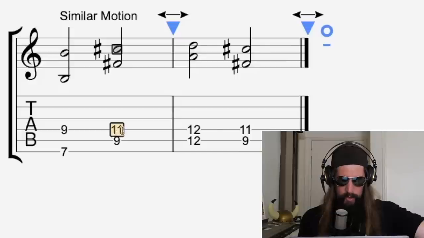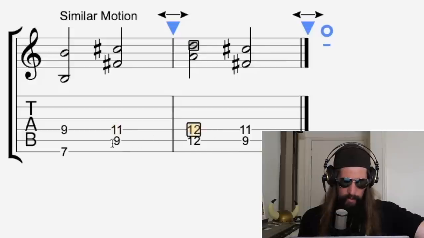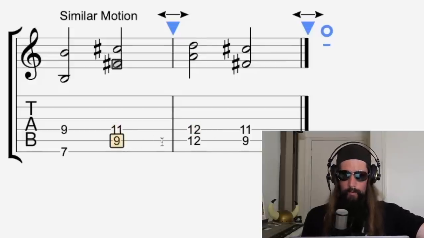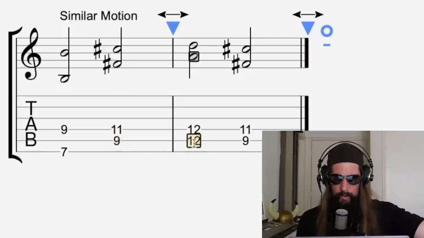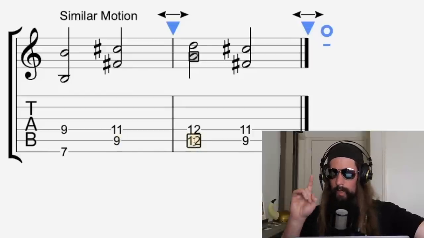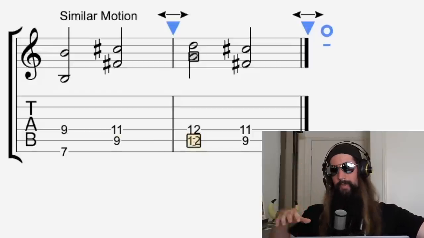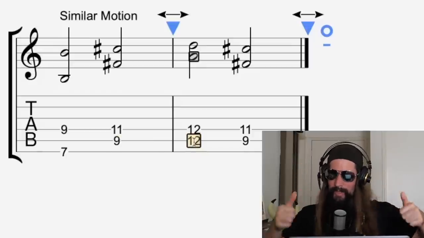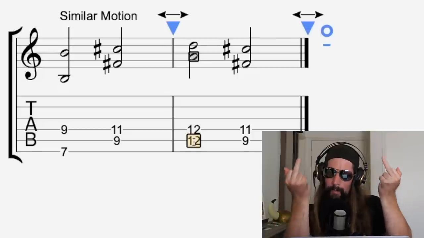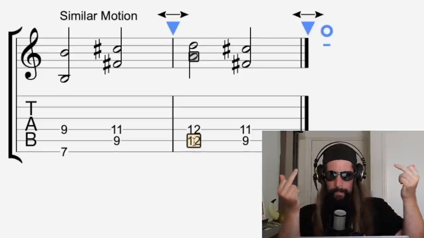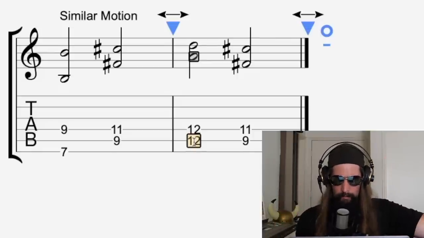We go from C sharp to D, which is a minor second. But then the lower voice is going from F sharp to A, which is a minor third. It's still going up, but the interval in which it's ascending is different. And that is similar motion.